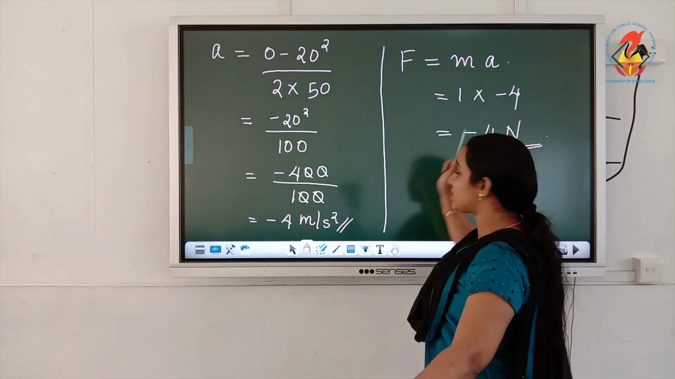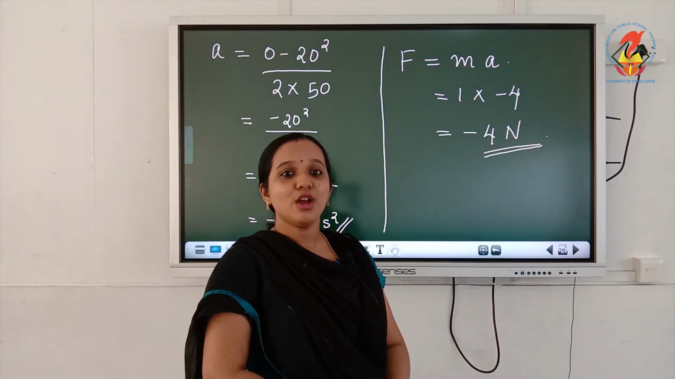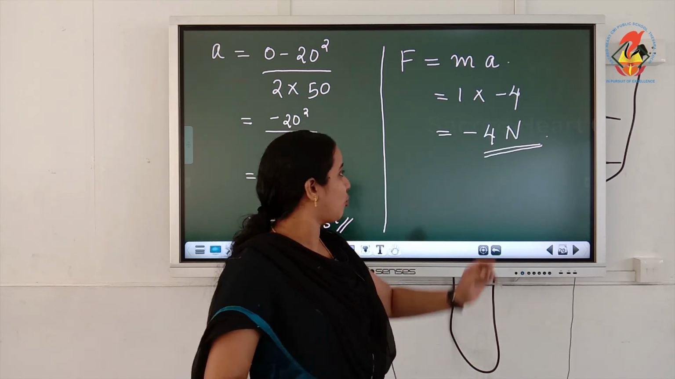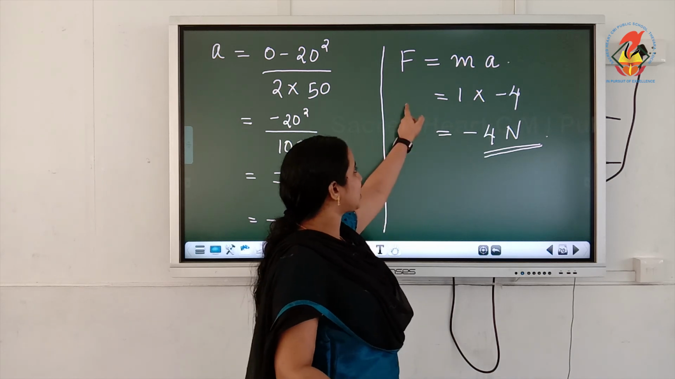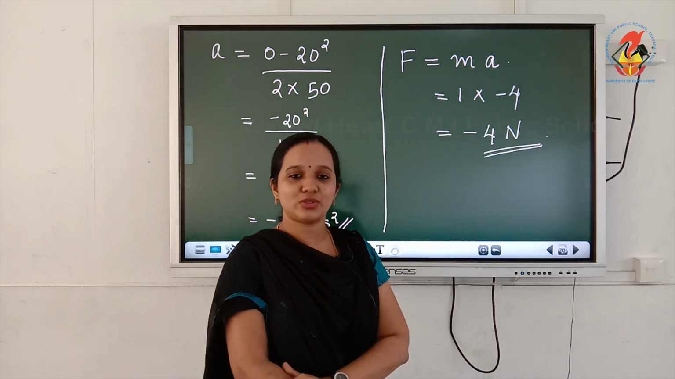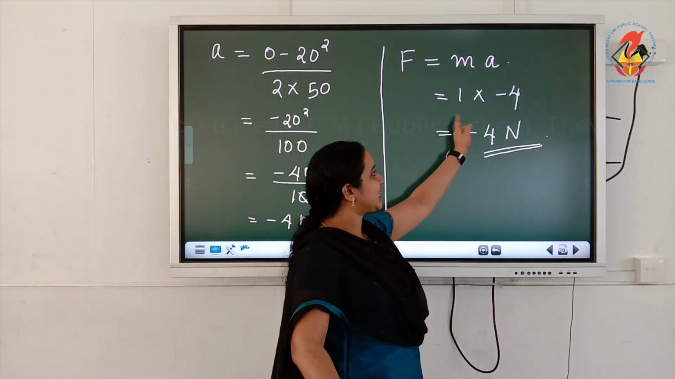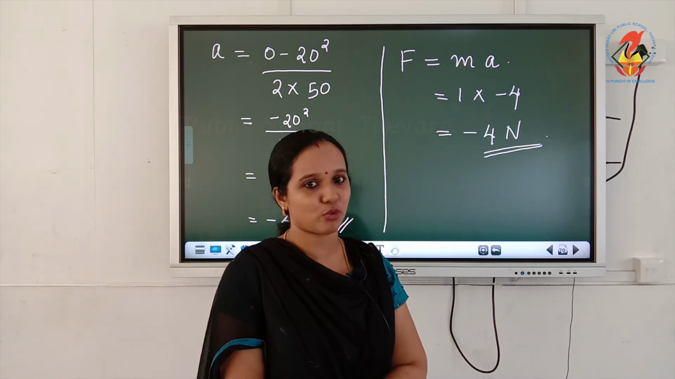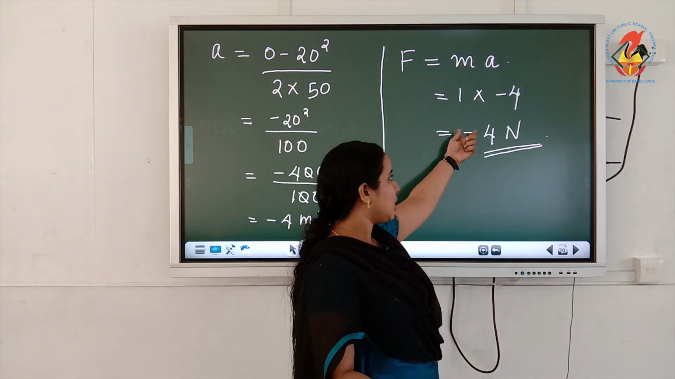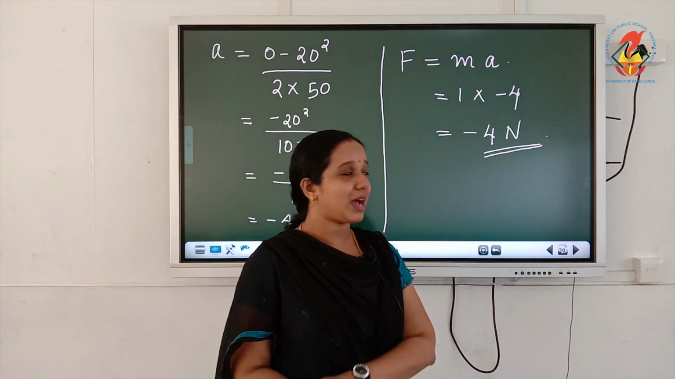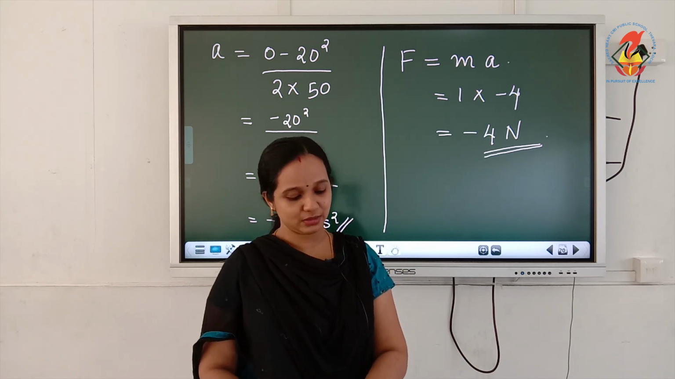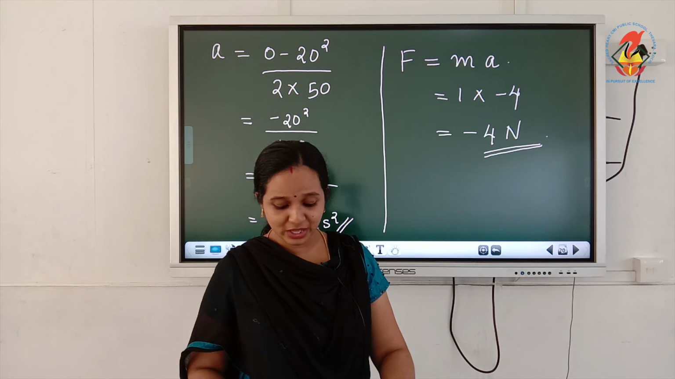You have a negative sign in the answer. It shows that the frictional force is opposite to the direction of motion. We already know that frictional force is an opposing force, so to show the opposing nature, we have a negative sign. The magnitude of the frictional force is 4 Newton. Hope it is clear. Now, let us move on to the 8th question of the exercise.